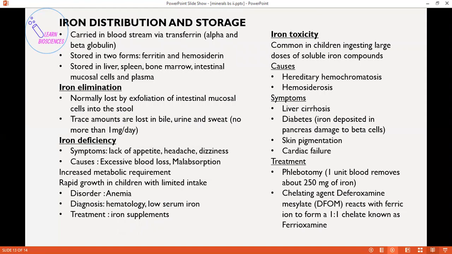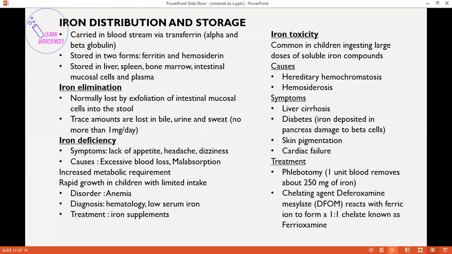About iron elimination, it is normally lost by exfoliation of intestinal mucosal cells into the stool. Why do we say normal exfoliation? Because iron is absorbed and stored in the intestinal mucosal cells. So whenever exfoliation takes place, the intestinal mucosal cells shed off in the stool. Trace amounts are lost in bile, urine, and sweat, no more than 1 milligram per day.